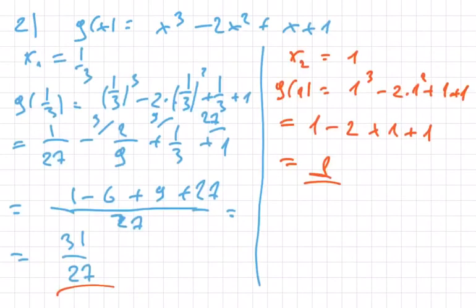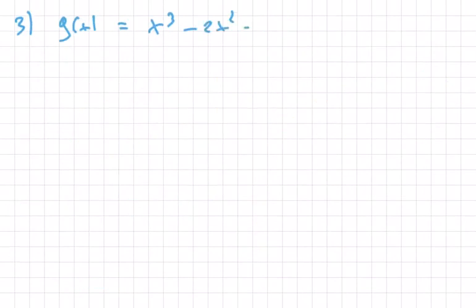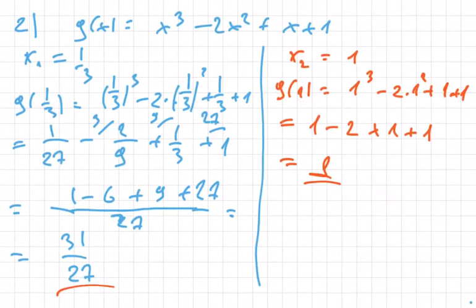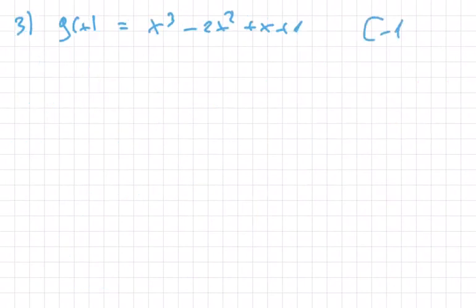Okay, the third step was putting instead of this expression, g of x, x cubed minus 2x squared plus x plus 1, our interval endpoints. Our interval means negative 1 and 2. Negative 1 and 2. Okay.